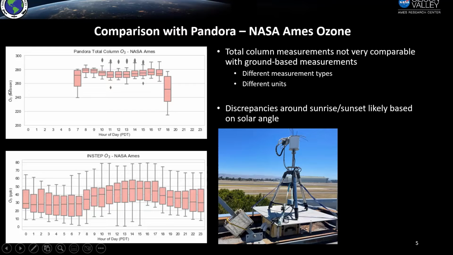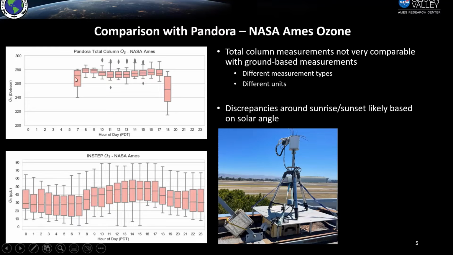I'll also mention that these are really different scales. We're looking at a total column measurement for ozone from the Pandora, which is in Dobson units, versus our ground level ozone, where we're just looking at ppb. So really not super comparable. We're looking at totally different things.